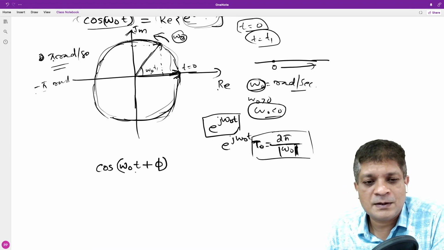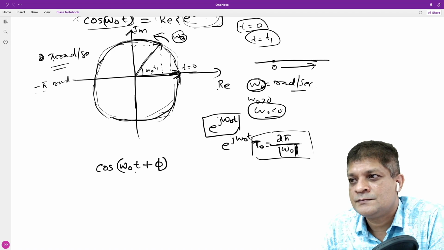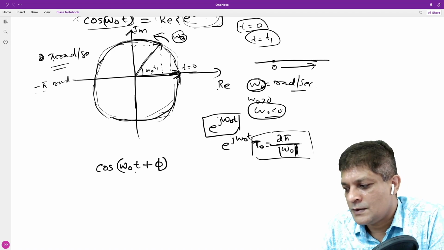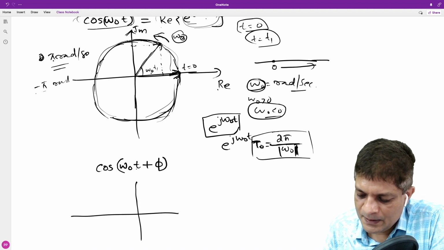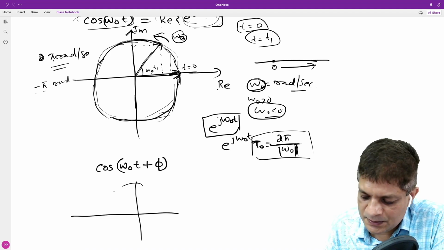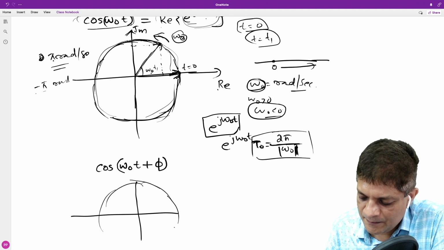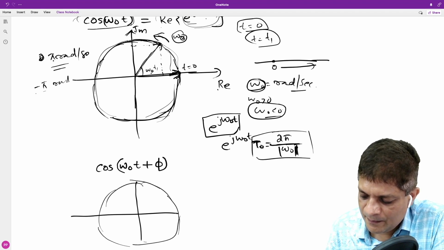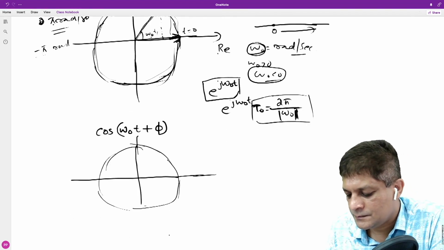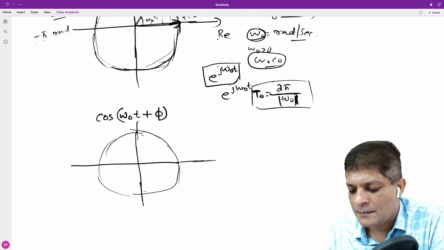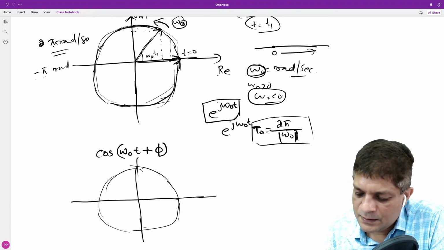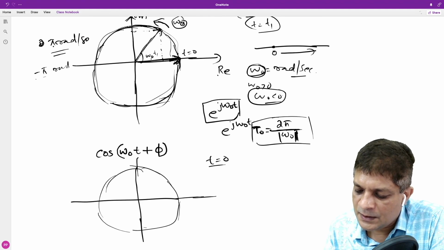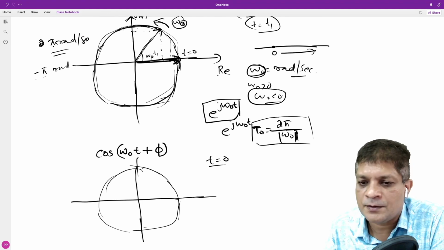So what is the phasor representation of this? Is it somehow related to the phasor representation that we discussed earlier? Yes, sir. What is the difference? At time 0 it starts with a phase of phi radians. So when t is equal to 0, the phasor is here, at this point.